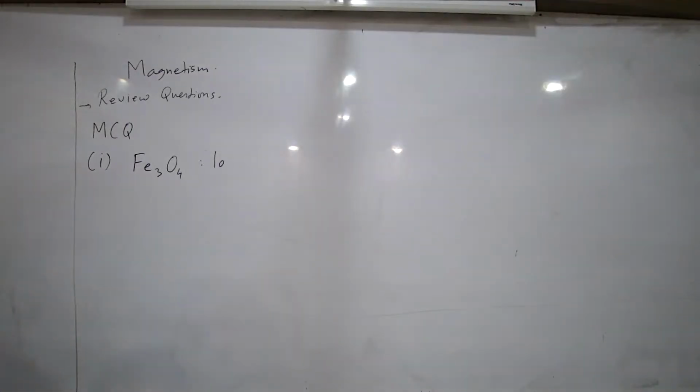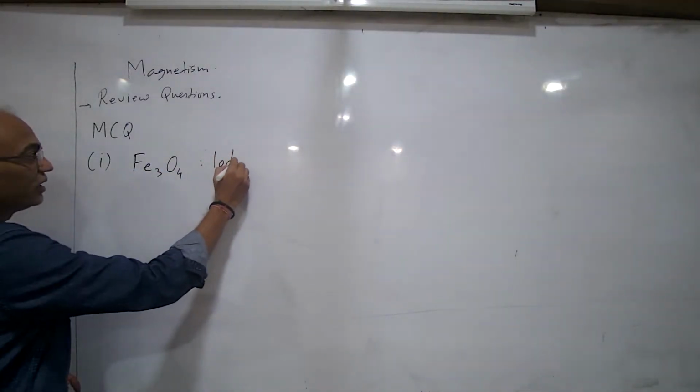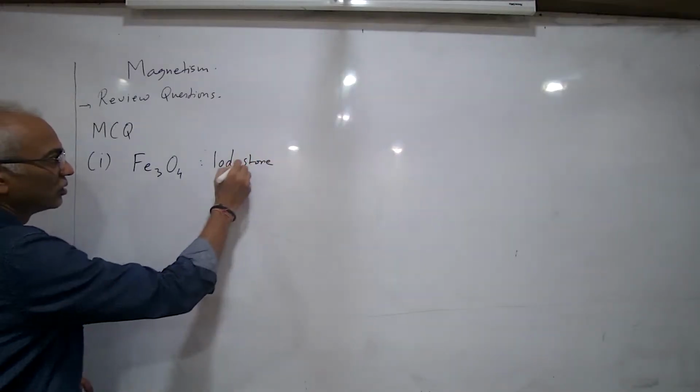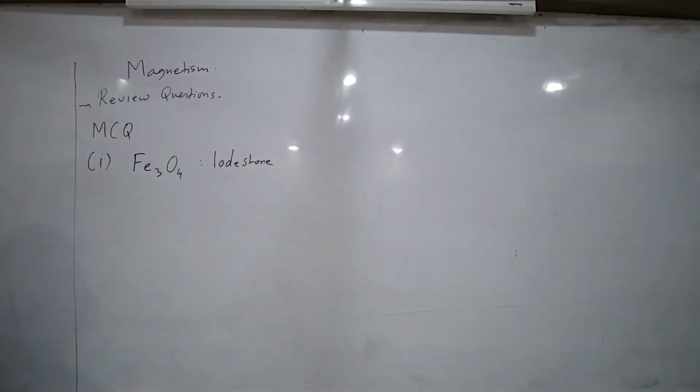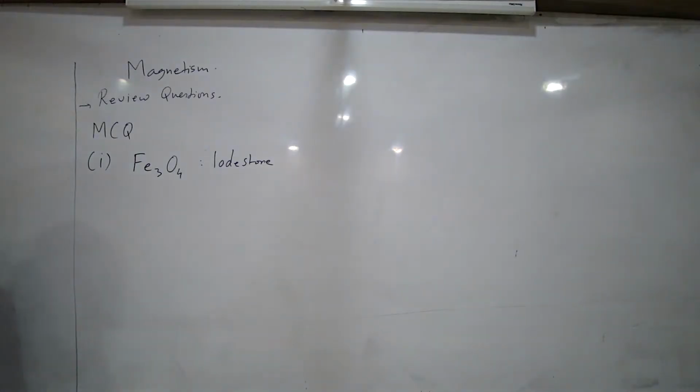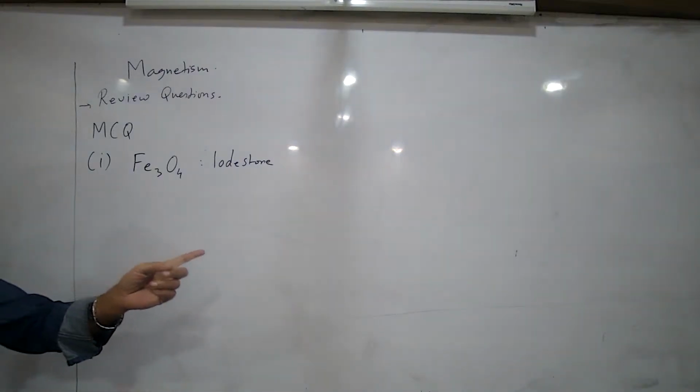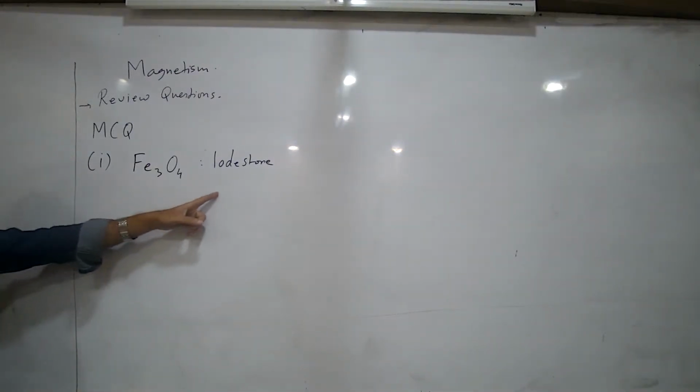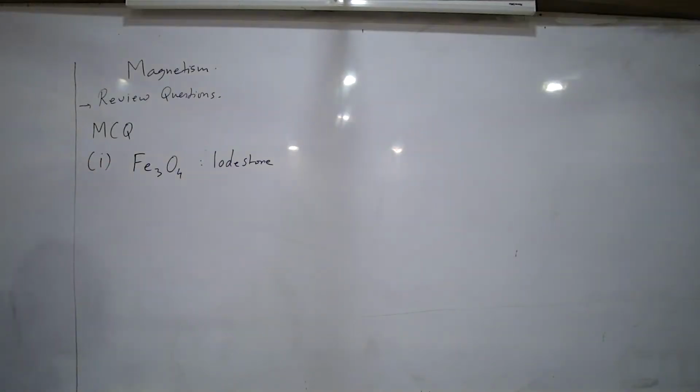What is the spelling of lodestone? L-O-D-E-S-T-O-N-E. It's not L-O-A-D, it's L-O-D. So lode as in it leads in one direction. When it is suspended, it points towards geographic north. That's why it leads into a particular direction, which is Earth's geographic north. That's why it is called lodestone.